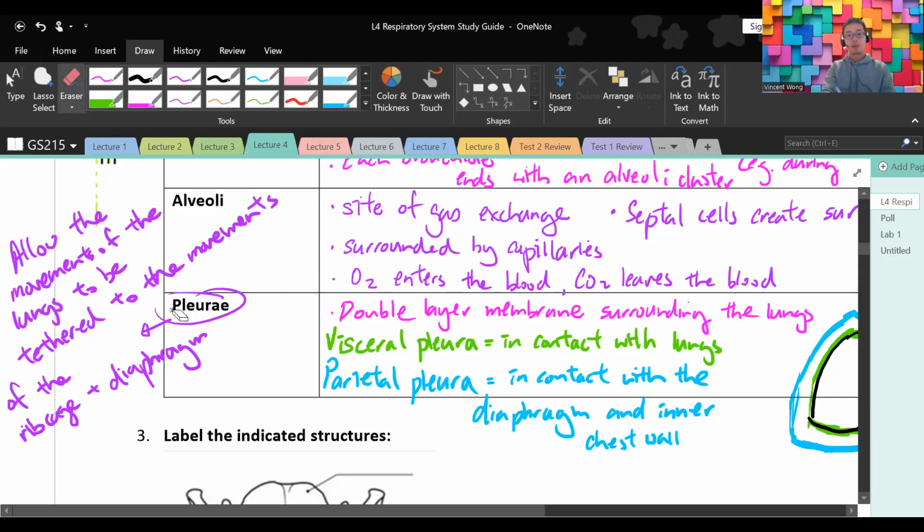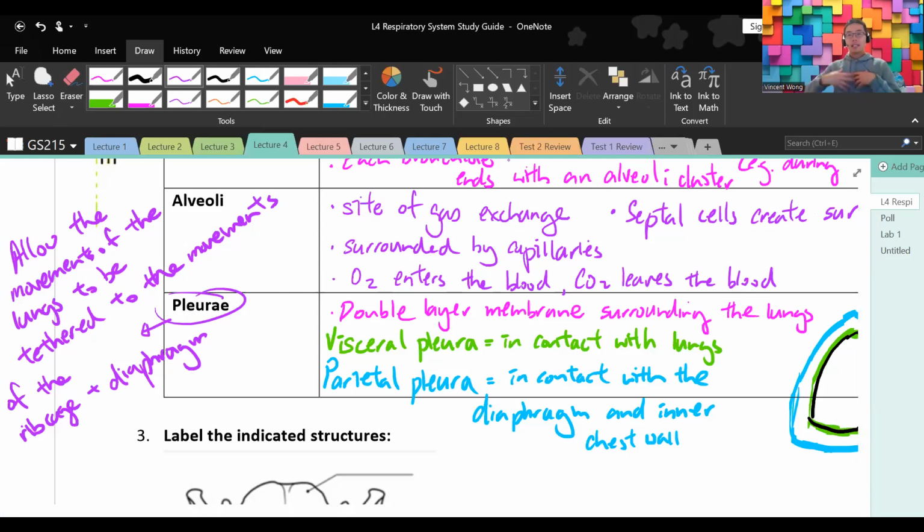Okay, so if you damage the pleurae, let's say there is a stab wound or something, then your rib cage will move out, right, and in and out, but you won't be able to pull the lungs with you, and you won't be able to breathe, at least not on the side that has the puncture.